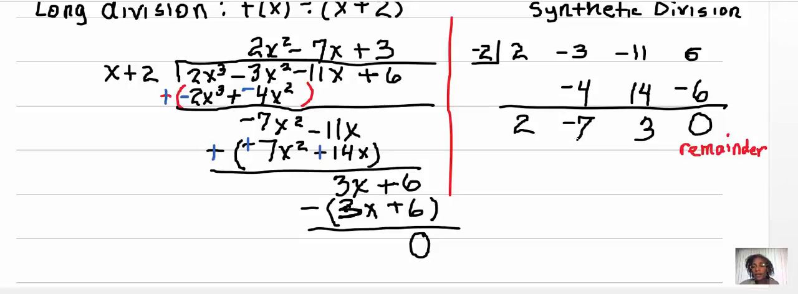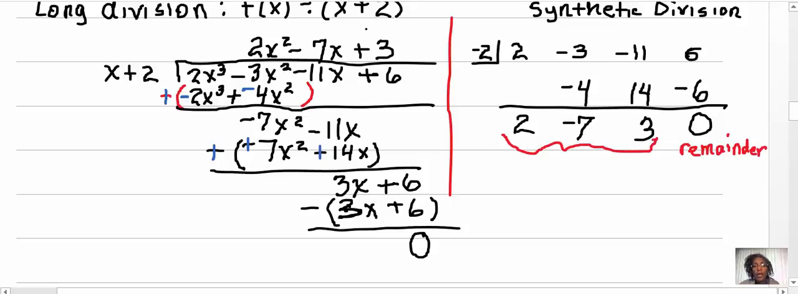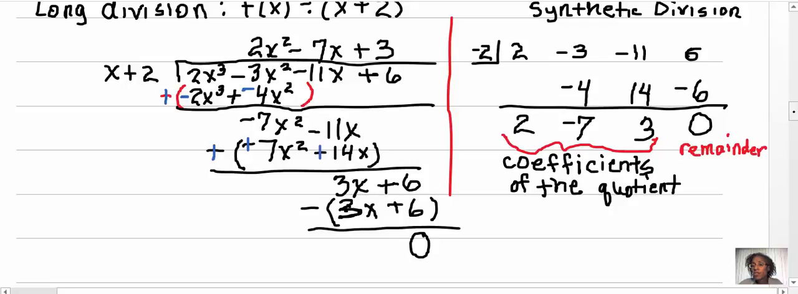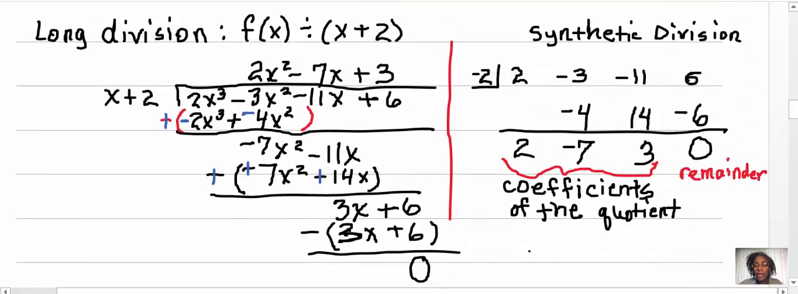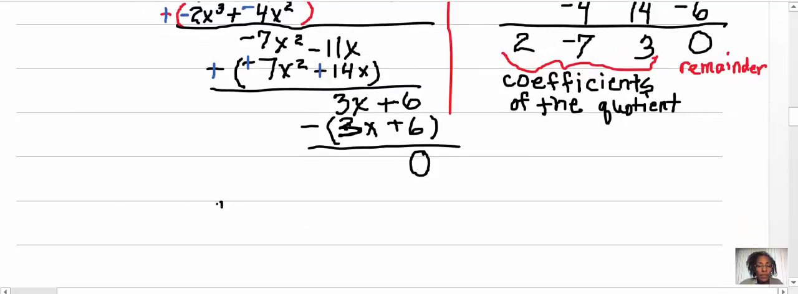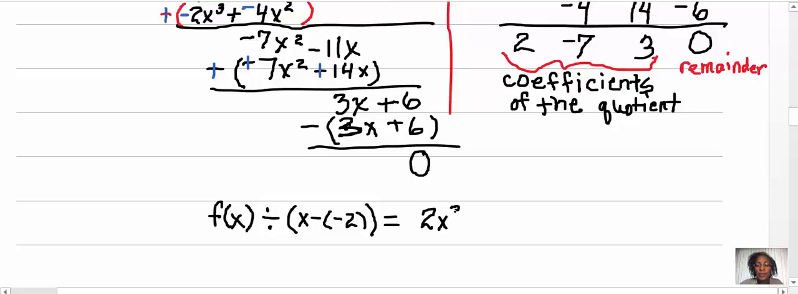The terms that come before the remainder are actually the coefficients of your quotient. So both of these results tell us the same thing. And using our division algorithm, both the long division and the synthetic division tell us if I divide f of x by x minus a negative 2, the result is 2x squared minus 7x plus 3. So that's actually what that tells us.